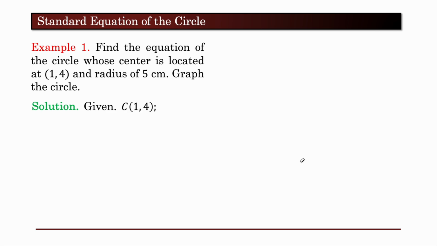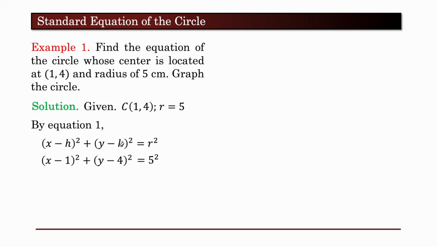Solution, given, okay, the center, radius, okay. Now, let us use equation 1. Why equation 1? Because the center is at 1, 4. It is located at quadrant number 1. Okay, that represents the h, k. So, in that case, substitute h as 1, k as 4, r as 5.